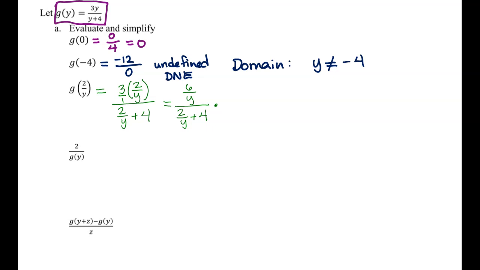But I will say again, it is fine with me if you're a little more comfortable performing things carefully with order of operations, which would say you do the addition in the bottom first to get a single fraction, and then you would flip and multiply to perform the division that that big fraction bar is indicating.